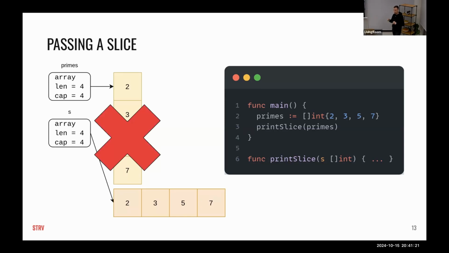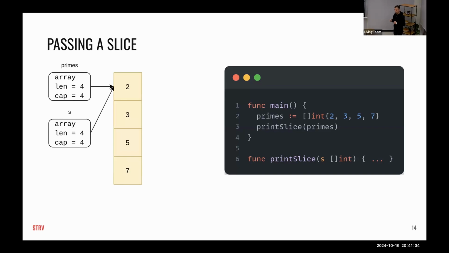As we described before, the slice is a struct with 3 properties. So the thing we are copying is not the whole struct with the underlying array, it's just that one header. So the copy of a slice passed to our print slice function is only the header containing the pointer, which points to the same underlying memory, with its own length and capacity.